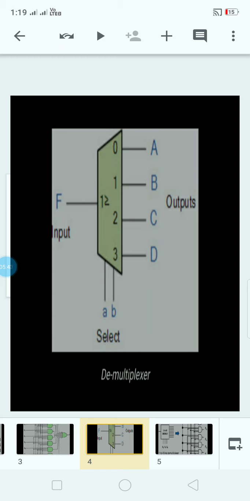Now, what do you mean by a demultiplexer? A demultiplexer is also a device, with one input and multiple output lines. It is used to send a signal to one of the many devices. The main difference between a multiplexer and a demultiplexer is that a multiplexer takes two or more signals and encodes them onto a wire, whereas a demultiplexer does the reverse of what the multiplexer does.